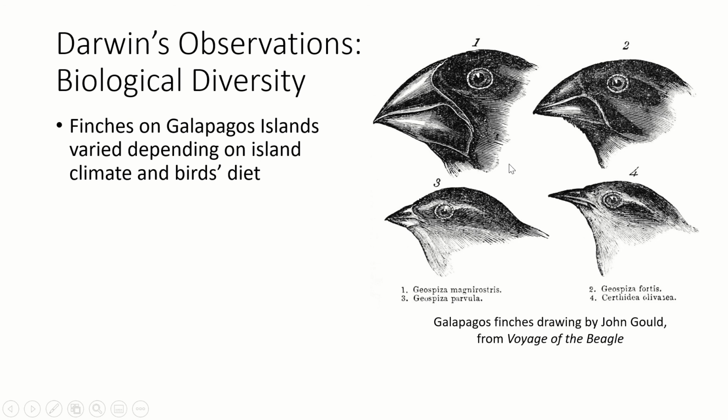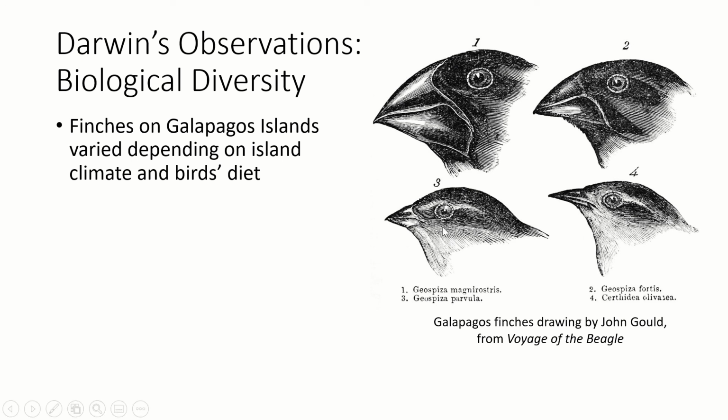He also noticed that there were similar birds on different islands of the Galapagos. They were similar but different, and the plant life on those islands was also different. So these are 4 species of finches found in the Galapagos Islands, and you can see they look really, really similar, but their beaks are very different.